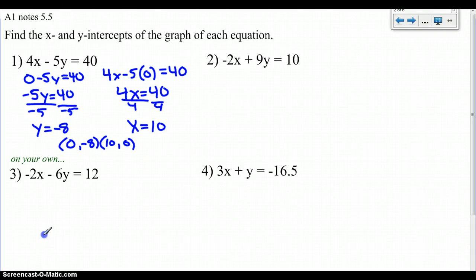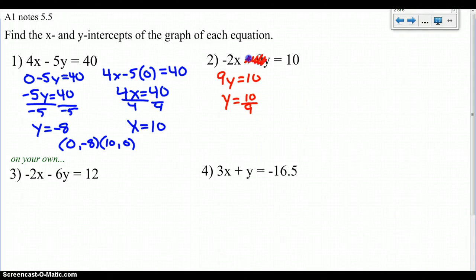All right, same idea on number 2. Now, one little trick you can have, if you use your finger and just simply cover up one of those terms like I'm doing there, you'd have your equation. So we would know 9y equals 10, so y is 10 ninths. And you can leave it just like that. If you prefer 1 and 1/9, that's totally fine.